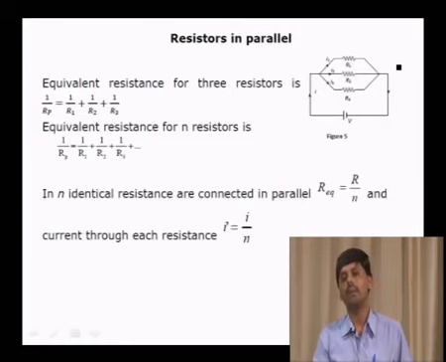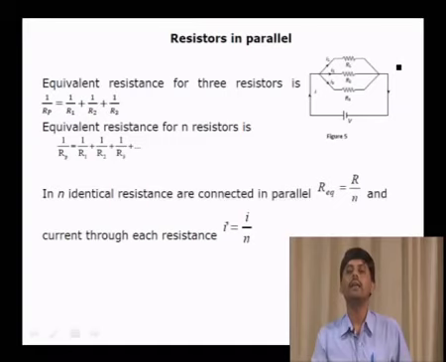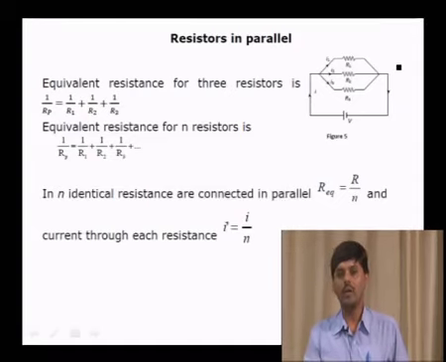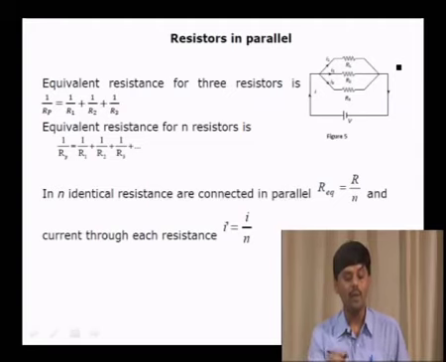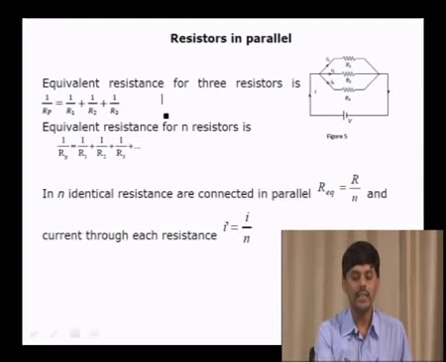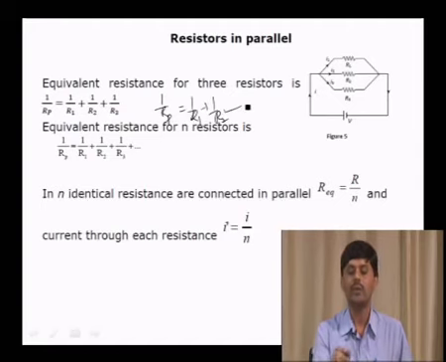Similarly for parallel combination, in this diagram I have taken 3 resistors, they are connected to 2 common points and the common points are connected to the source. The equivalent resistance is 1 by Rp, Rp means parallel, equal to 1 by R1 plus 1 by R2 plus 1 by R3. This is for 3 resistors. If you have only 2 resistors, then we have 1 by Rp equal to 1 by R1 plus 1 by R2. Like this we are going to use it.